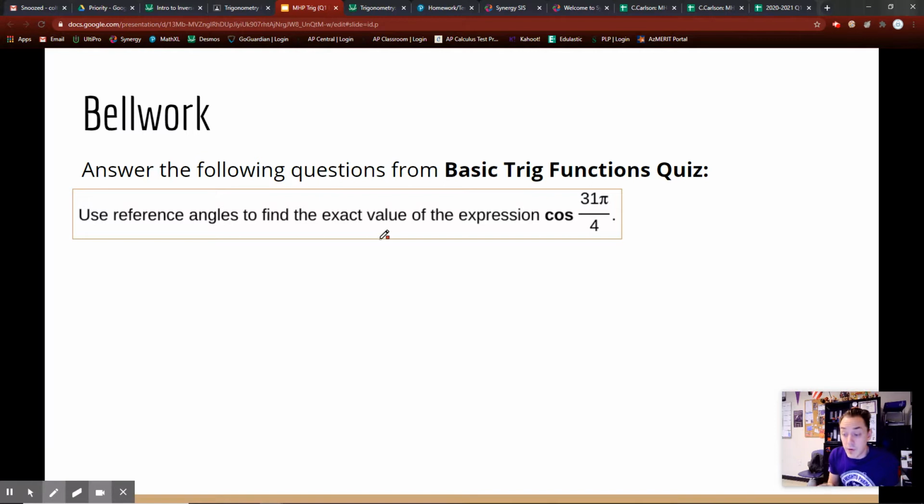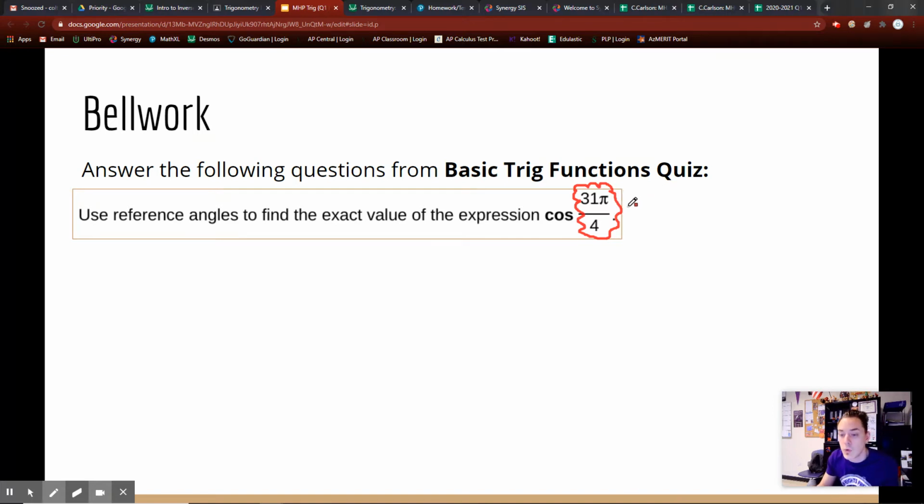So before I do that, though, I want to just look at this angle. Just look at the 31 pi all over 4. Now I'm going to do some arithmetic on this. How many times does 4 go into 31? Well, you'll say 7, because 7 times 4 is 28. So it goes into 31 evenly 7 times.